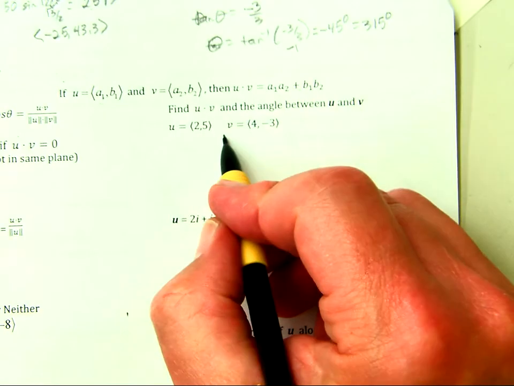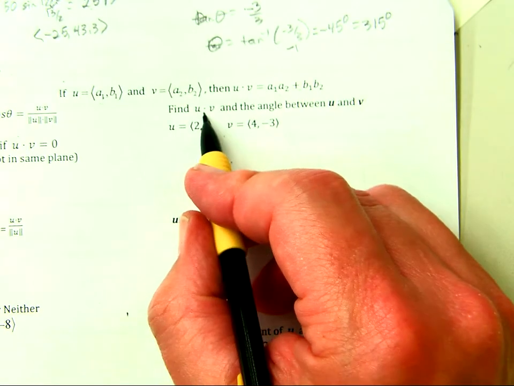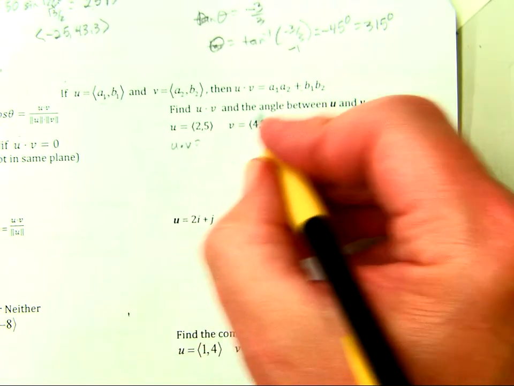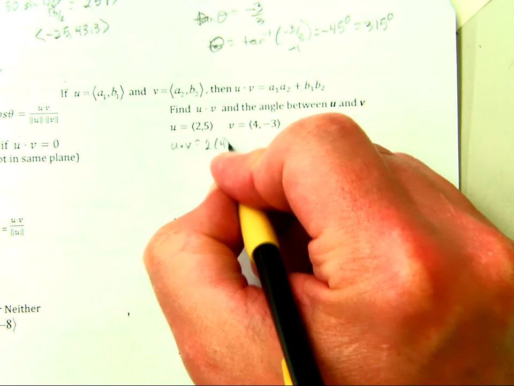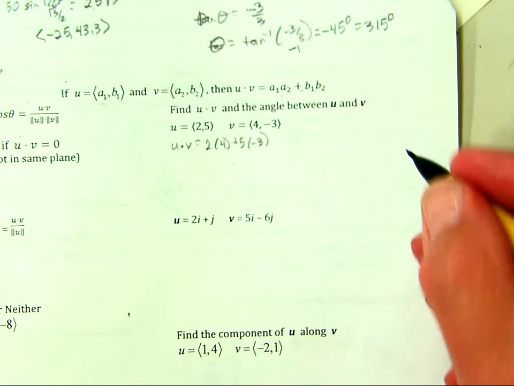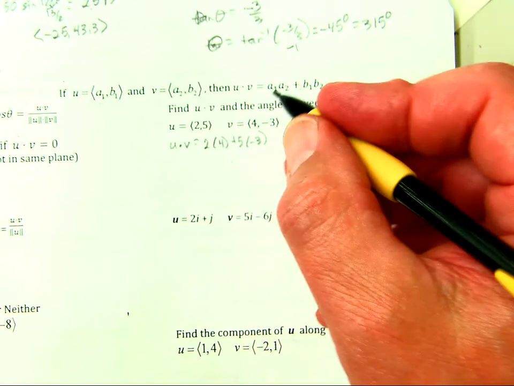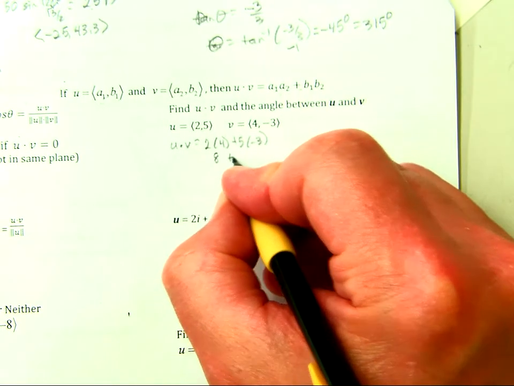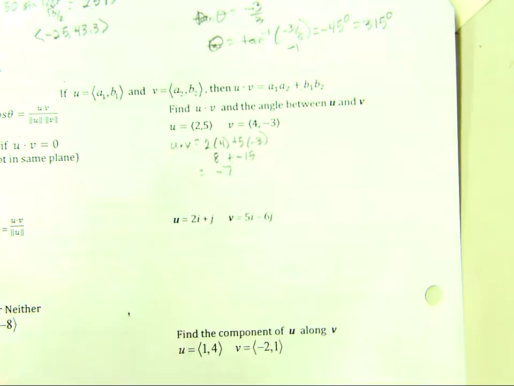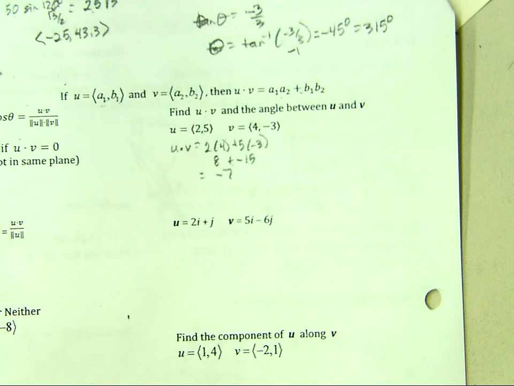Like on this one right here, it asks you to find u dot v. So for u dot v, we're going to take 2 times 4 plus 5 times negative 3. So 2 times 4 is 8, and 5 times negative 3 is negative 15. So u dot v is negative 7. That's it for dot product. That's all you have to do.